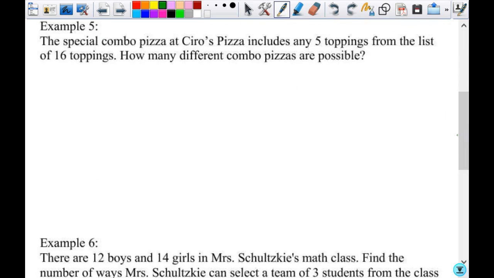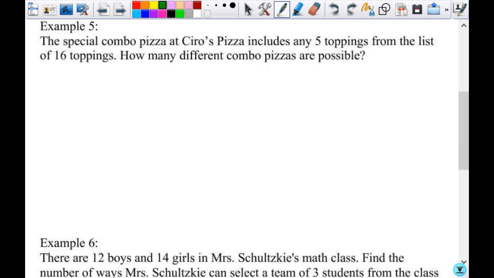Special combo pizza at Ciro's Pizza includes any 5 toppings from the list of 16 toppings. How many different combo pizzas are possible? All right, I'm going to give you a few minutes to work this one on your own. Think about combination or permutation and work it out.